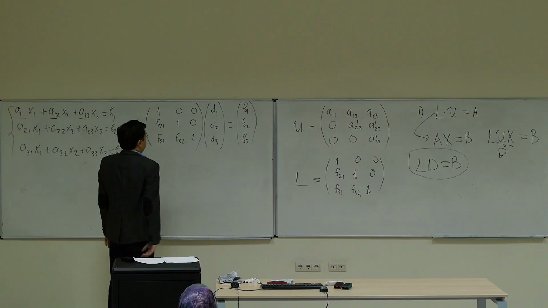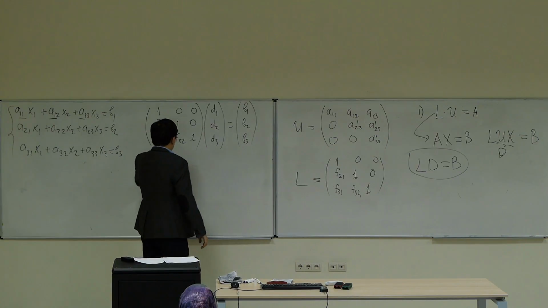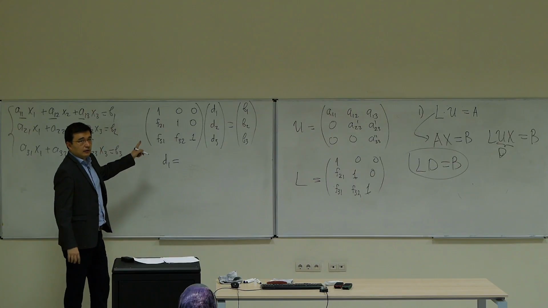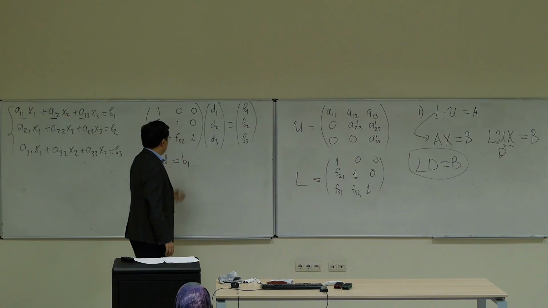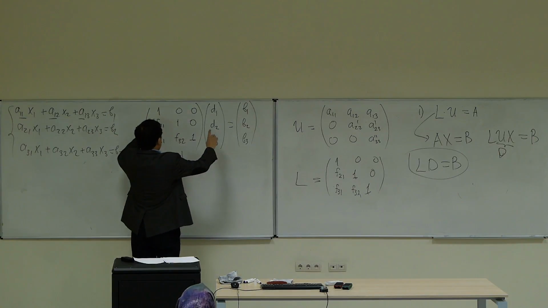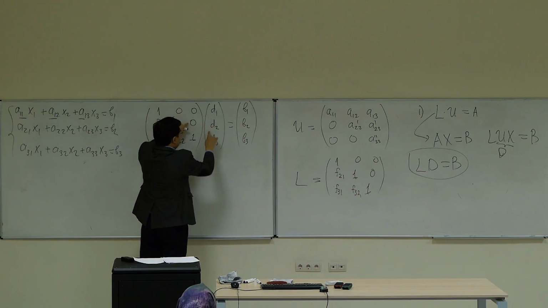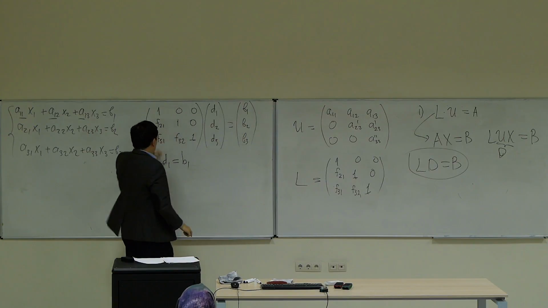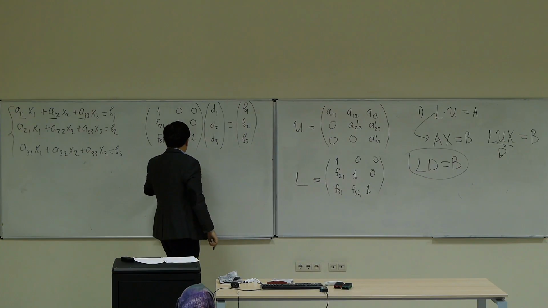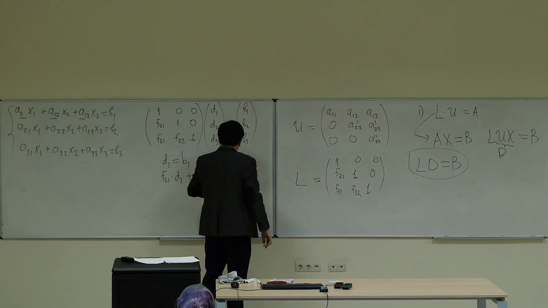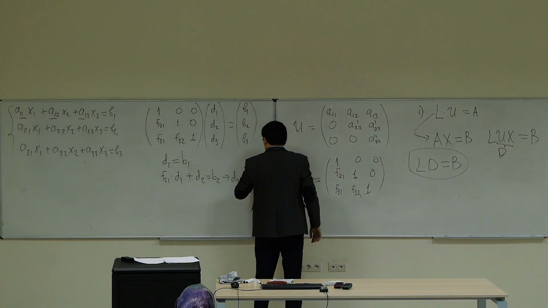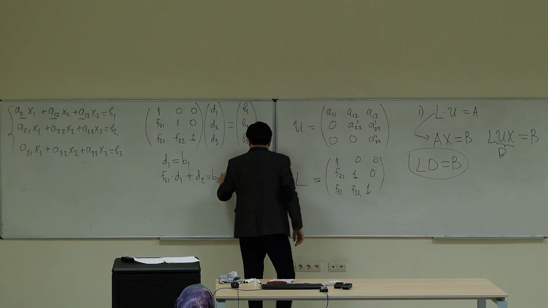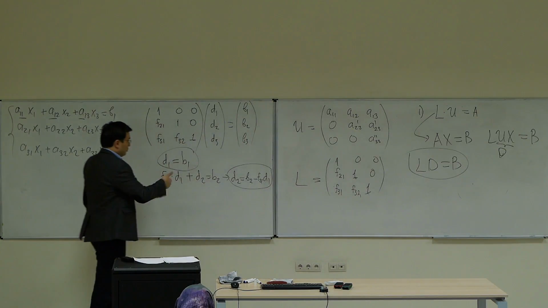Okay, we need to find D. Let's find D1. Can you find D1 immediately from here? What is D1? It's just B1. D2, we multiply this by this, plus this by this, and this by this. That will give me B2, right? So F21 multiplied by D1 plus D2 is equal to B2. From this I find D2. D2 will be just B2 minus F21 D1. Very simple. I found D1 and D2.